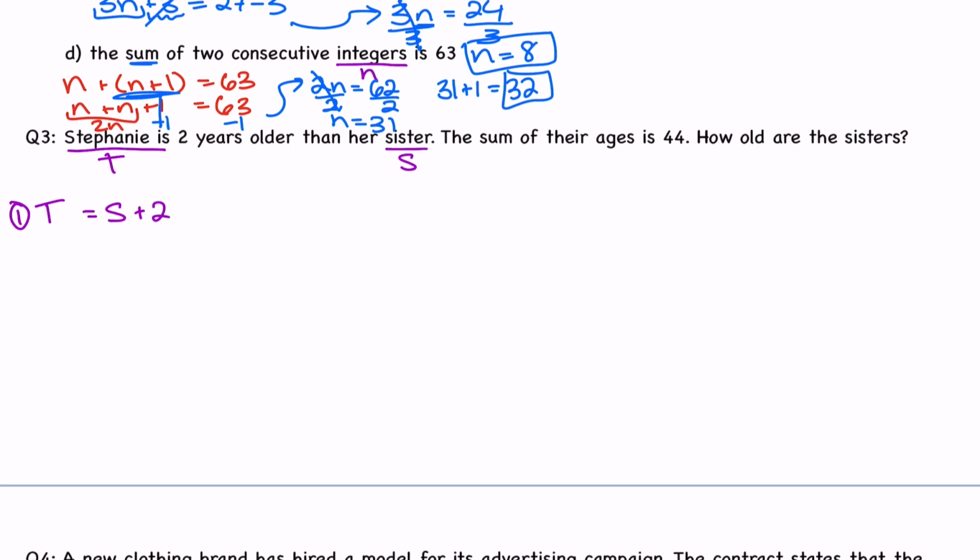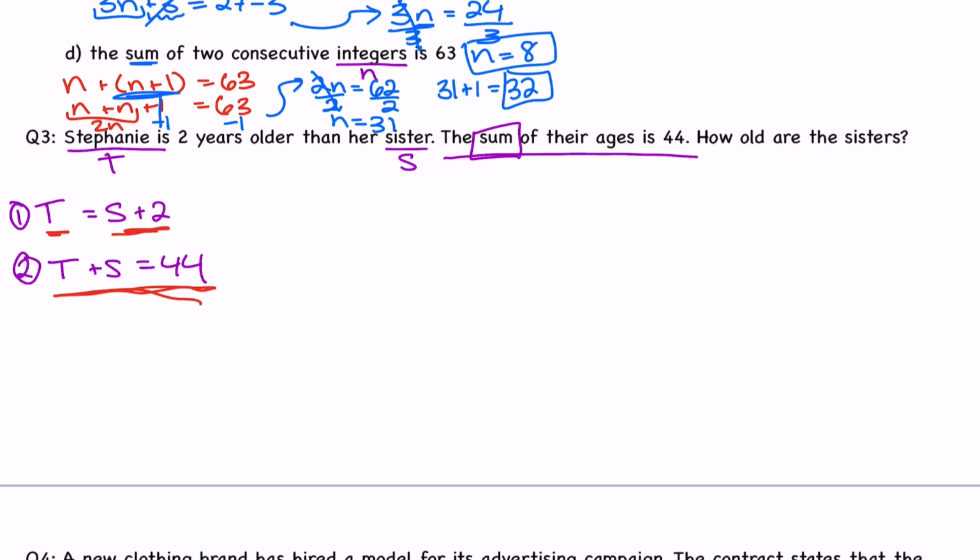Our second equation comes from the second part of the sentence. The sum of their ages is 44. So sum means adding. So when we add Stephanie and the sister together, we get 44. So our second equation is going to be Stephanie plus sister is equal to 44. If we get this equation in terms of one variable, we can solve for that one variable. So from our first equation, we know T is equal to S plus 2. So if we just replace this T with the S plus 2, since they're the same thing, we can get everything in terms of S.